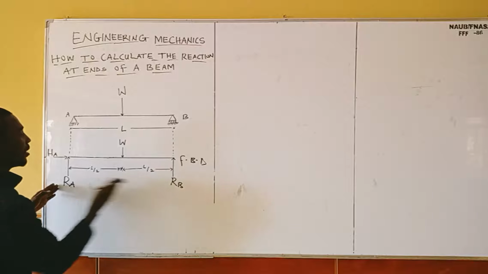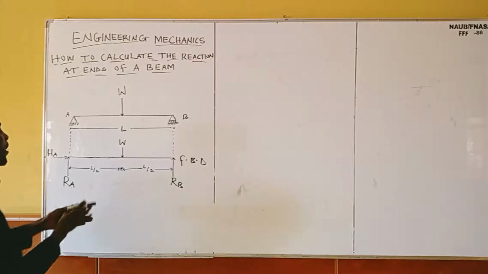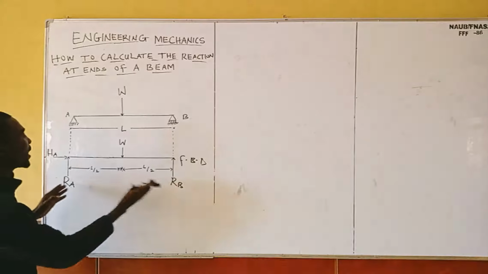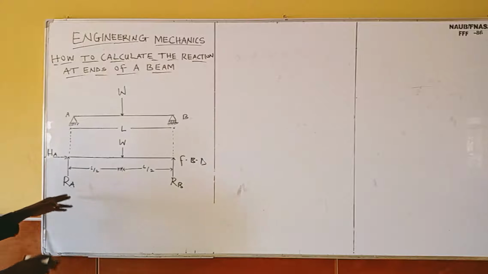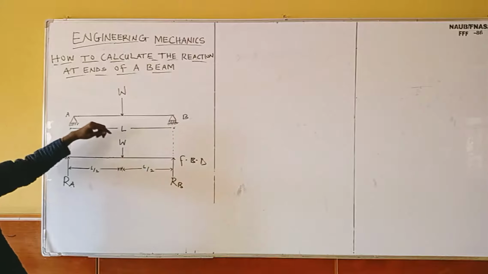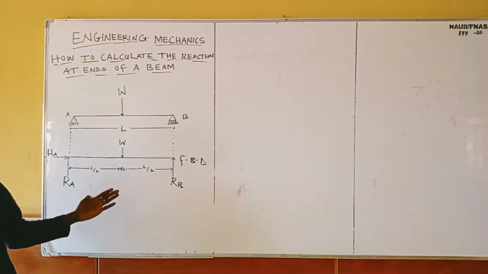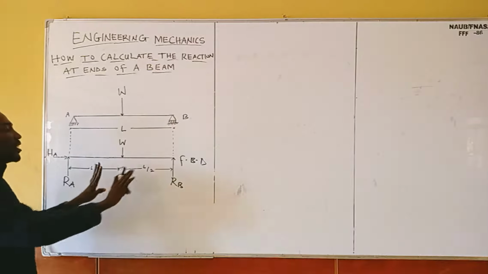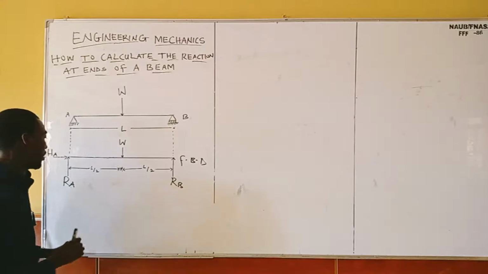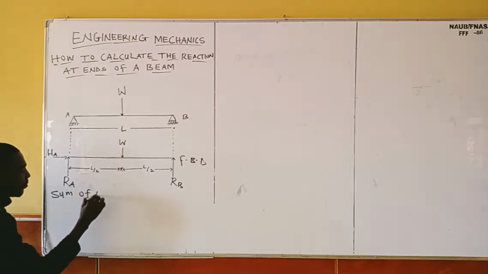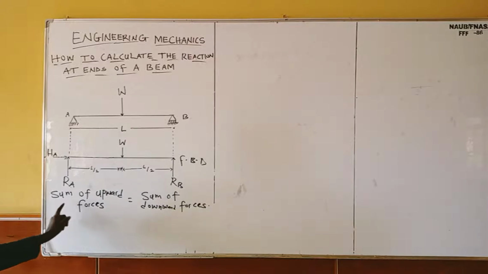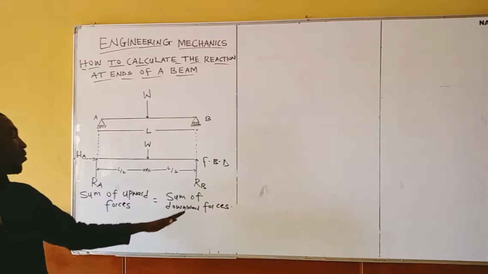Since this weight is acting at the center of the beam, these two reactions that you are seeing are there to counterbalance the weight. That is why we say the sum of the upward forces must be equal to the sum of the downward forces. If they are not equal, the beam will not be stable. It will not be in equilibrium. So the next step is: sum of upward force equals sum of downward force.